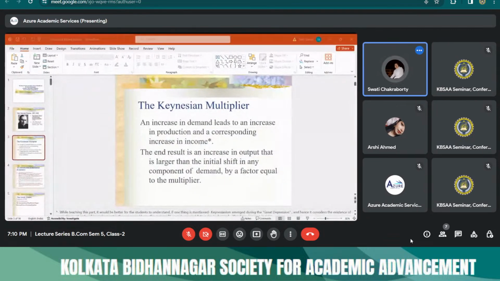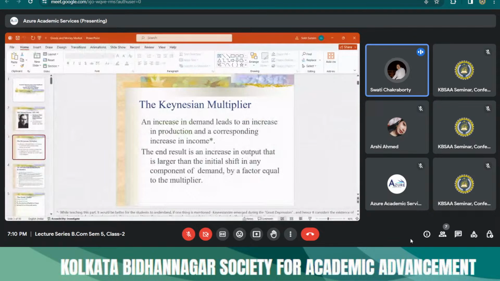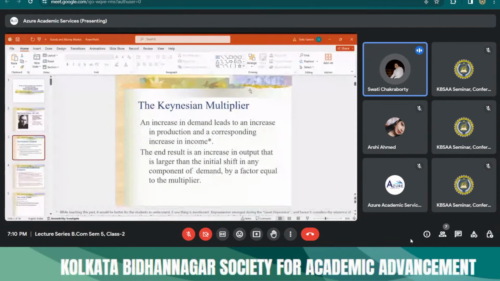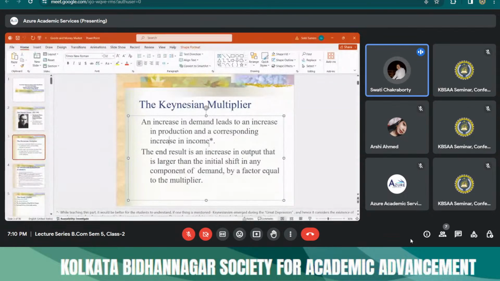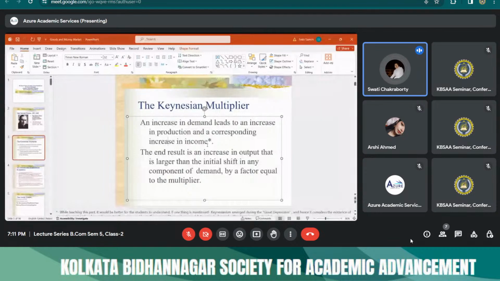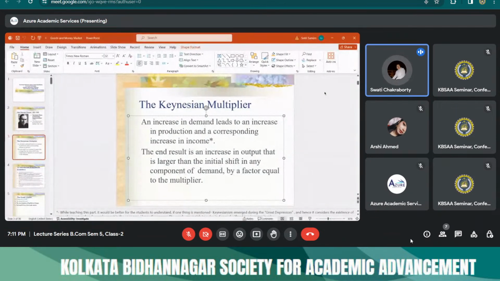According to Keynes, whenever there's an increase in demand, that would lead to an increase in production, which would ultimately lead to an increase in income. This process goes on: more income, more consumption, more production, more income. The end result is that an initial increase in output, say by 1 unit, leads to a huge increase in the ultimate demand and ultimate income. That extent of increase in final income is what we call the multiplier, the Keynesian multiplier coming into play.